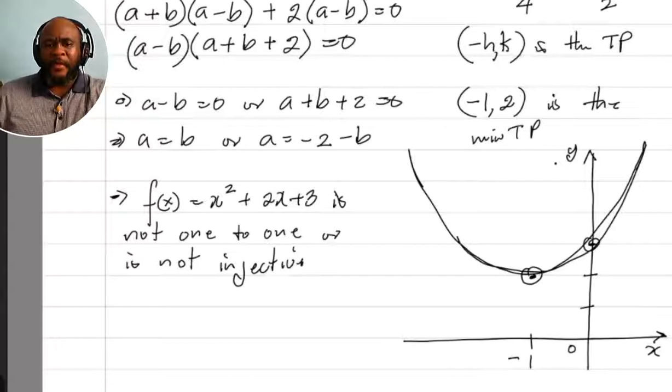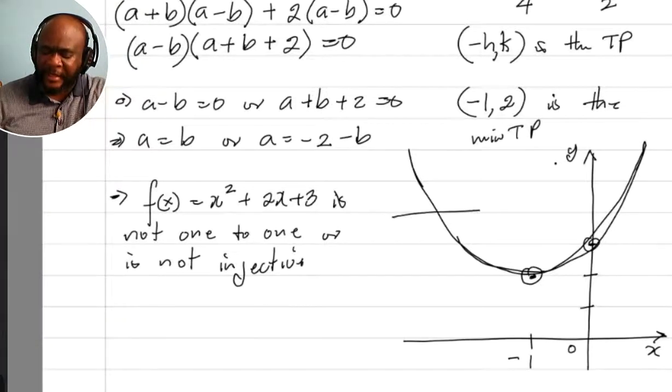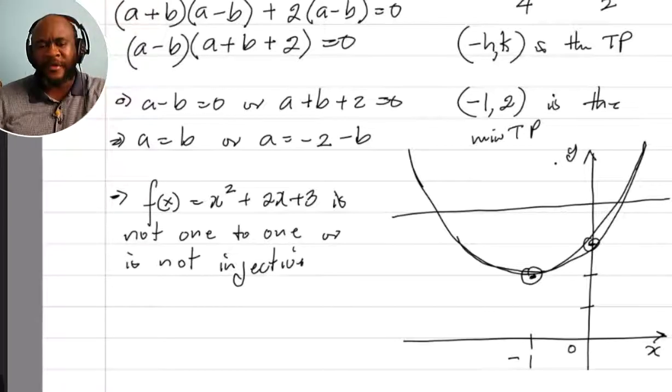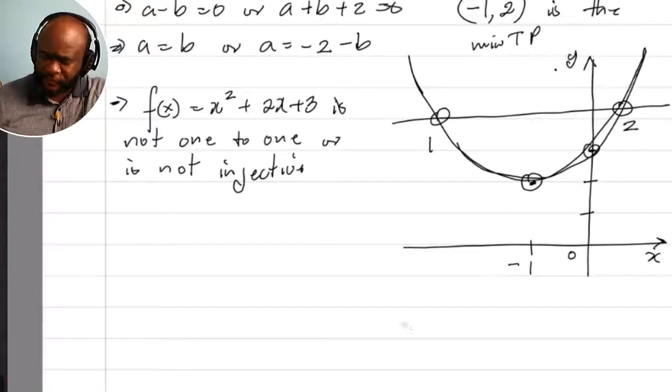All right. Now, the theory says that if we draw a horizontal line, every horizontal line that can be drawn through the graph must cut the graph only once. If it cuts it once, then it is 1 to 1. If there is a horizontal line that can be drawn that cuts the graph 2 times, it means that the function is not 1 to 1. Therefore, as stated before, f of x is equal to x squared plus 2x plus 3 is not injective.